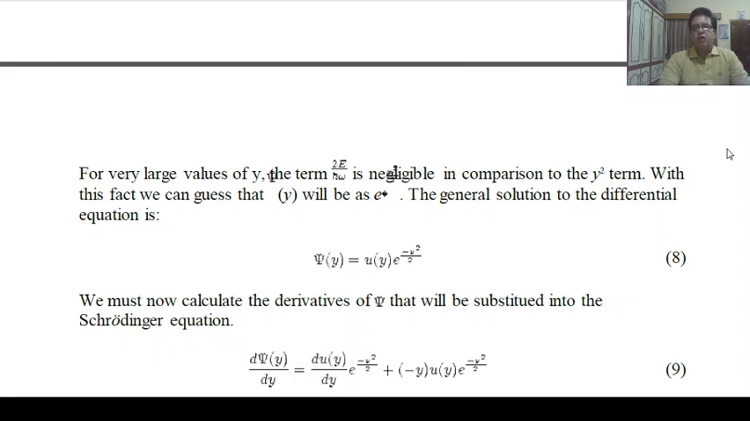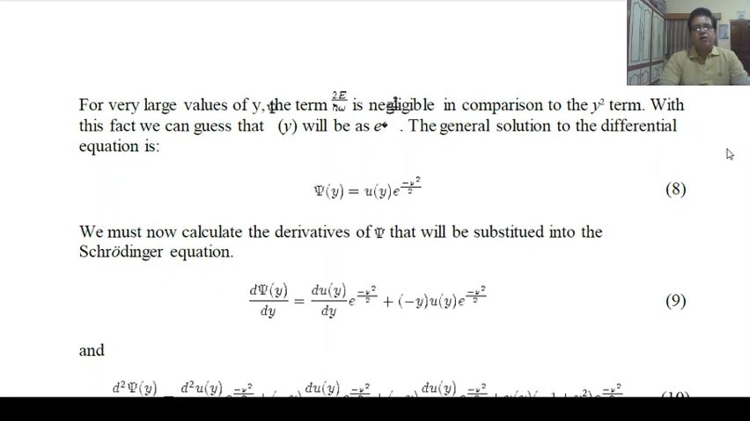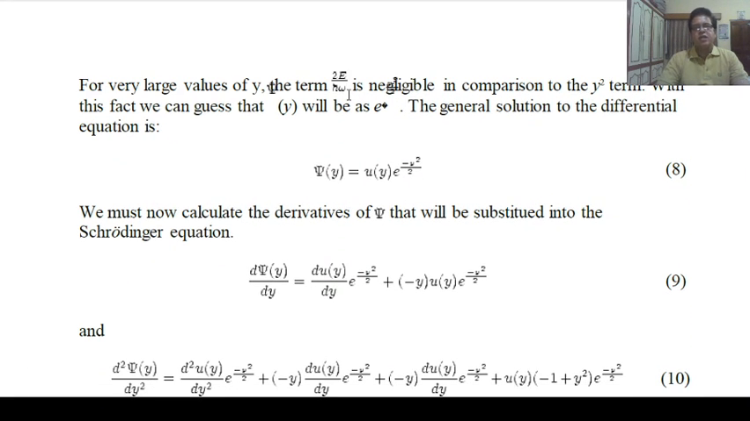A general solution to the differential equation is, some mathematical term is missing here, but you can easily understand it from the lecture or by using your book. Psi of y equals u of y times e raised to minus y square upon 2. The minus y square upon 2 solution is acceptable here; plus is not acceptable.